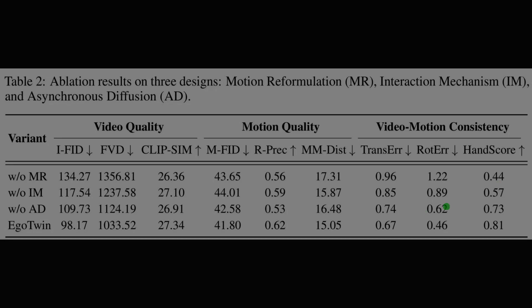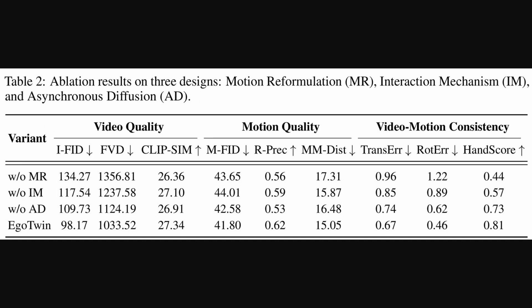Now we are looking at the ablation table, which isolates 3 design choices and reports video quality, motion quality, and cross-modal consistency. You can see rows for without motion reformulation, without interaction mechanism, and without asynchronous diffusion, followed by the full model. The full model achieves the lowest image frame and frame video distances and the lowest translation and rotation errors, so viewpoint alignment improves. The full model also delivers the highest clip similarity, retrieval precision, and hand score, which signals tighter video-to-motion coupling.